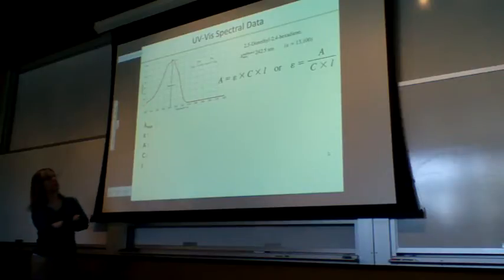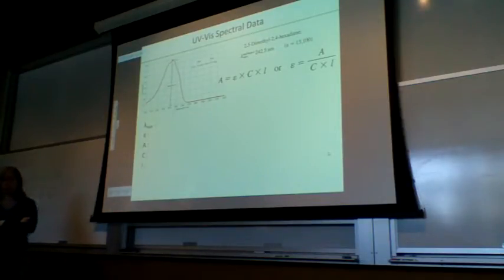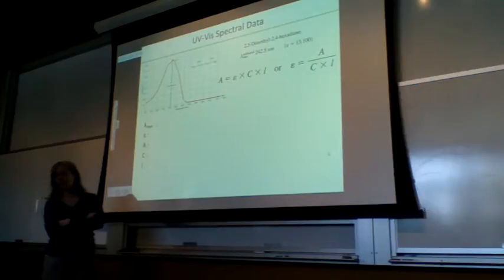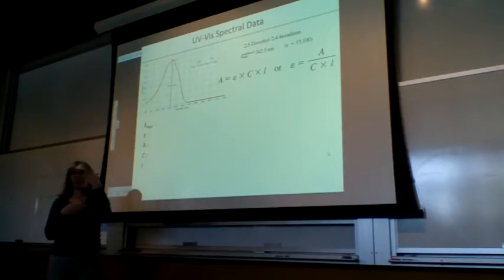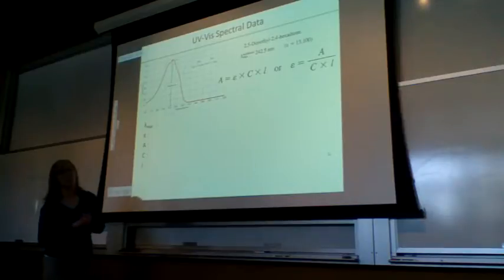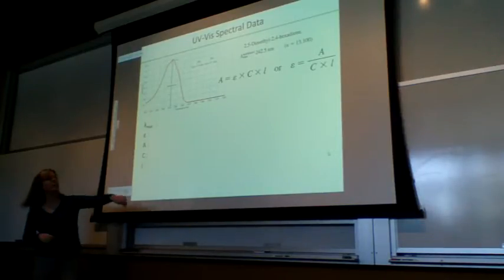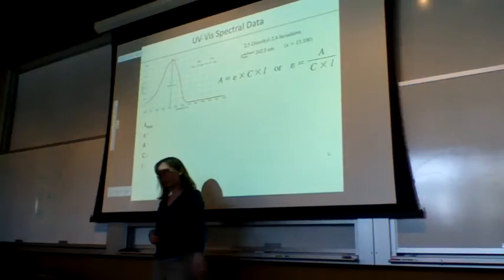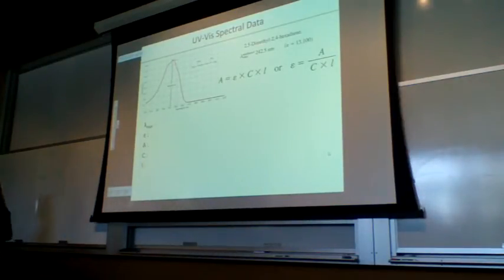So your first sample you would want to make, if you did not know what epsilon would be, you would want to make up a known concentration of your sample so that you can then measure the epsilon. The epsilon comes from the absorbance divided by the concentration times length. So let's define all these terms here. Lambda max is going to be the wavelength at the top of the peak, which would be the maximum absorbance.